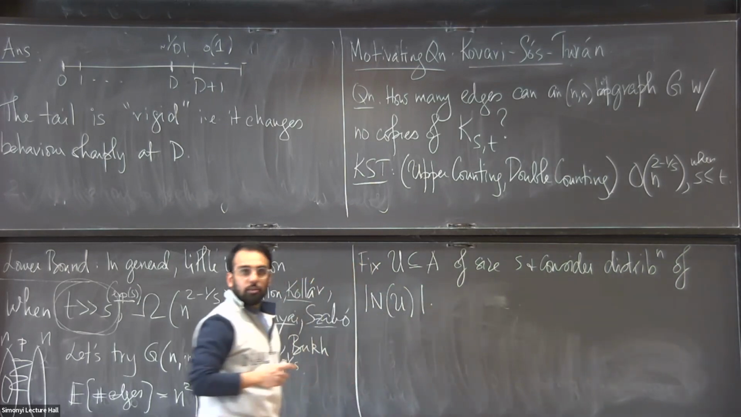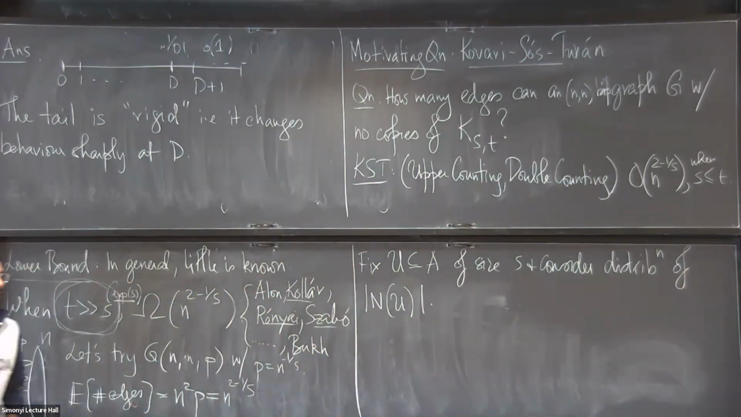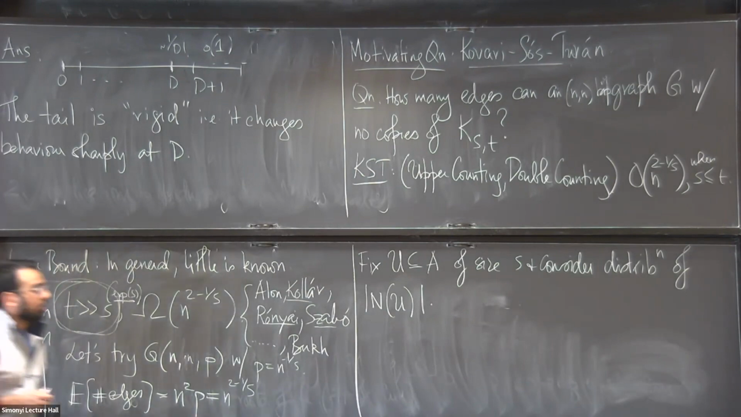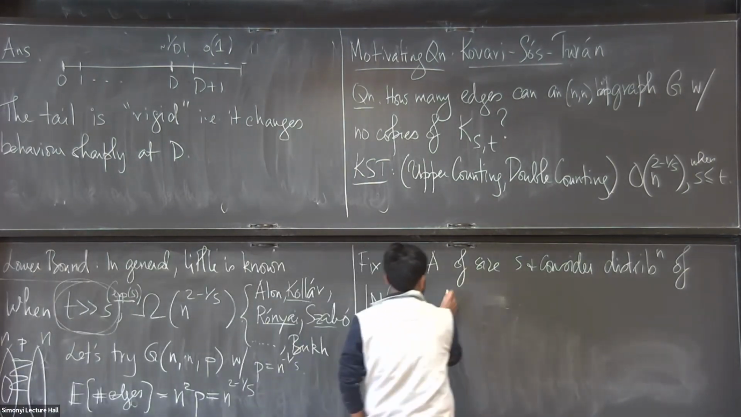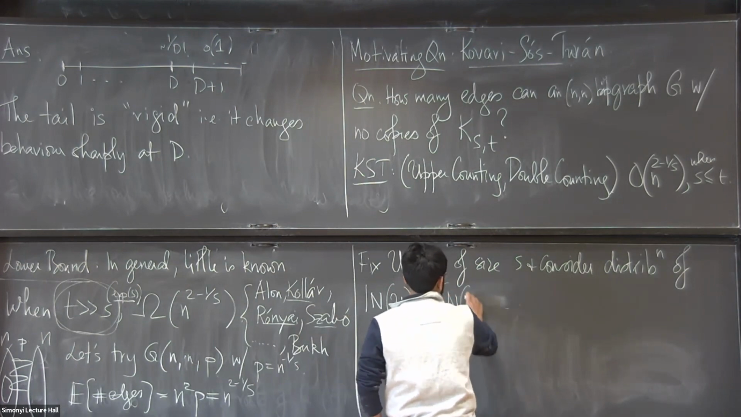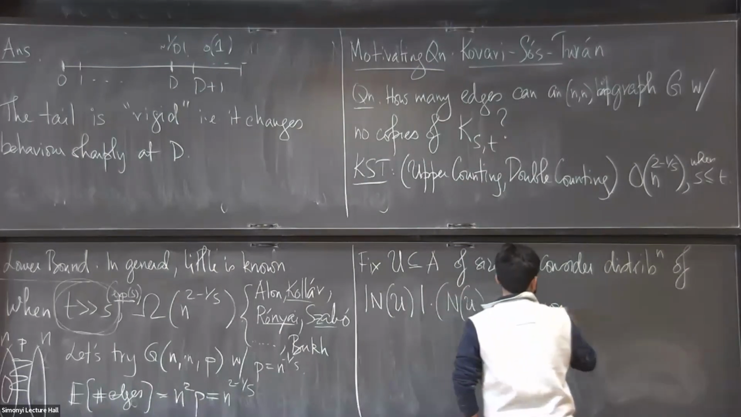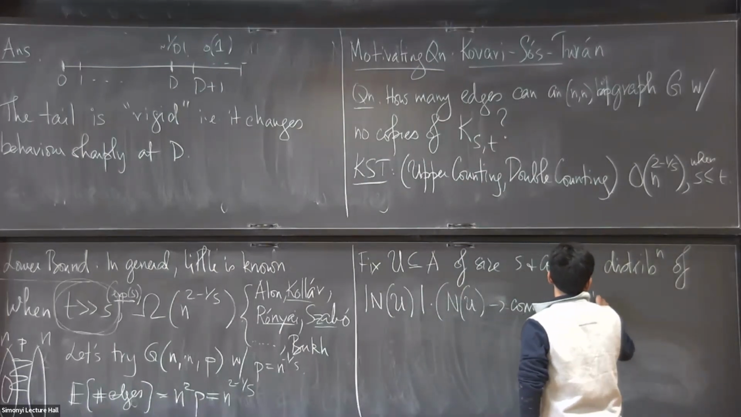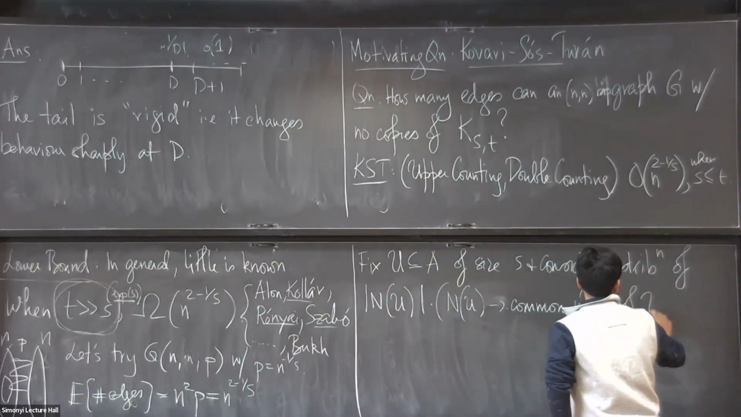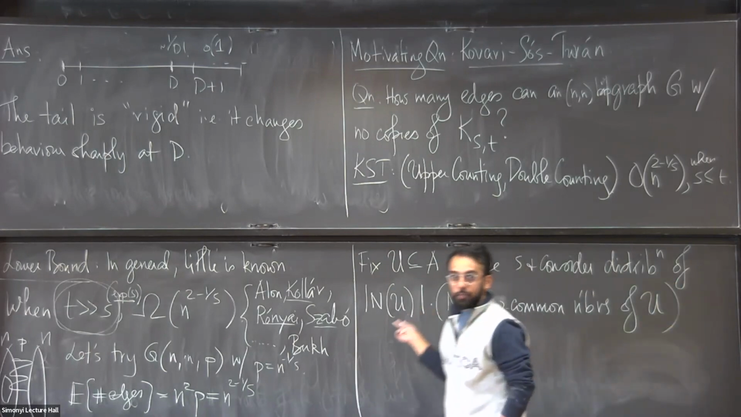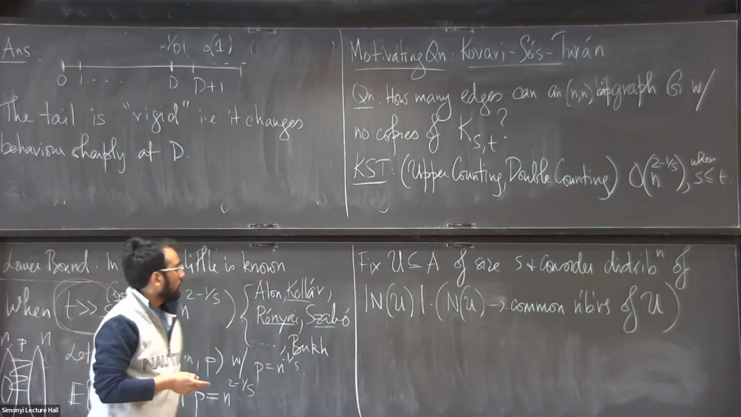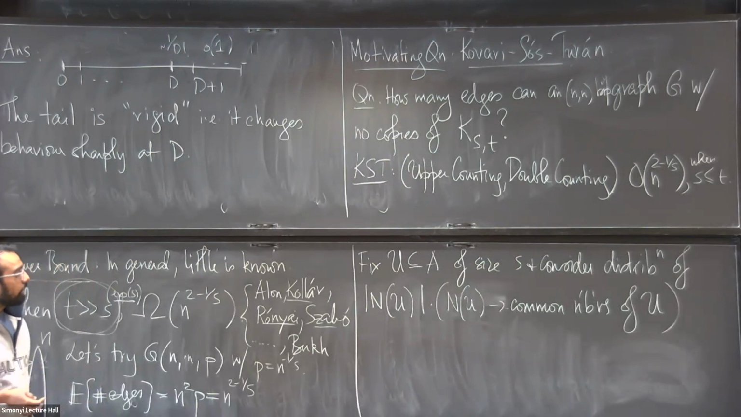So what is this distribution? Yeah, but no, it is non-standard notation. These are the common neighbors. So the set of common neighbors of everything. So a vertex goes in the set if it's joined to everything. What can I say about the distribution of this?